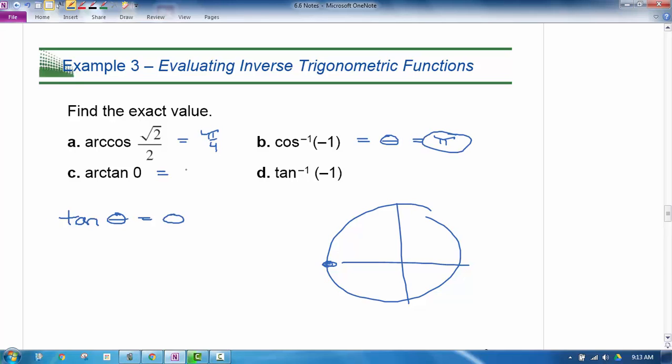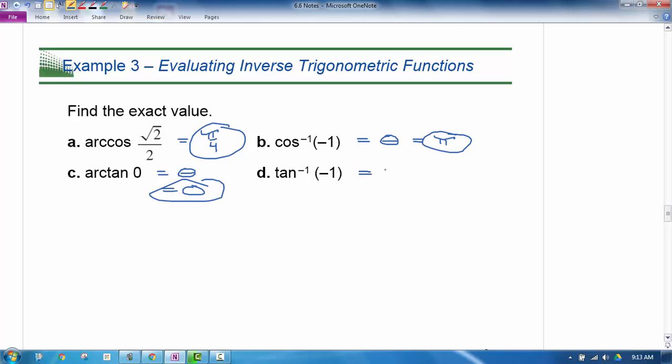C, if I call this equal to some angle, and if I write it by switching domain and range and write regular tangent of theta equals 0, well, keep in mind tangent's really sine over cosine. So if we're looking for where this equals 0, we need where the sine is 0, and that happens at 0. So the answer to this angle is 0.